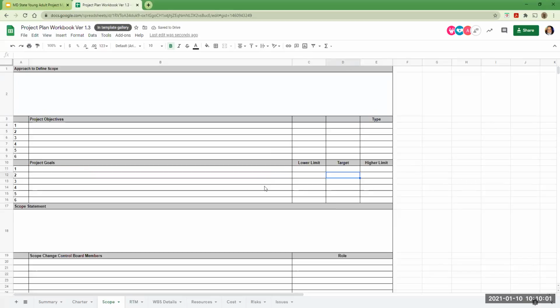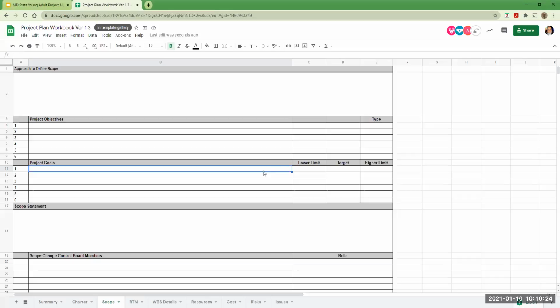So your lower limit, one goal could be respond to calls between the hours of 3 and 7 by middle schoolers, for example. Your lower limit could be for call volume, let's say, 10 calls a day. And the target could be 15 and the higher limit could be 25.